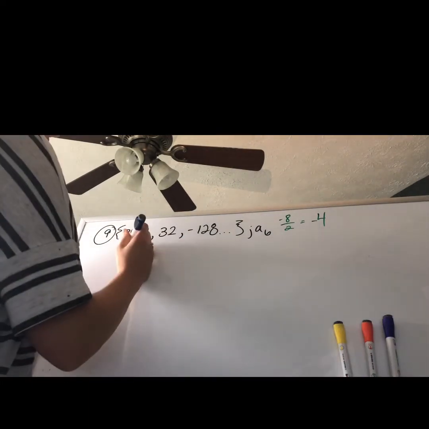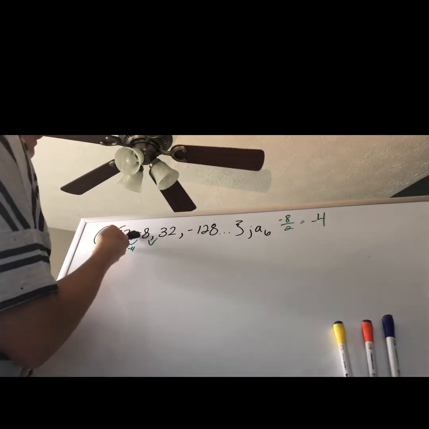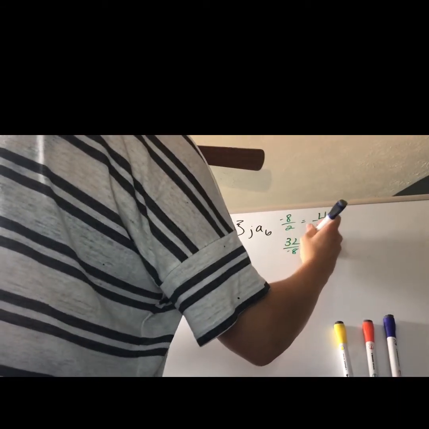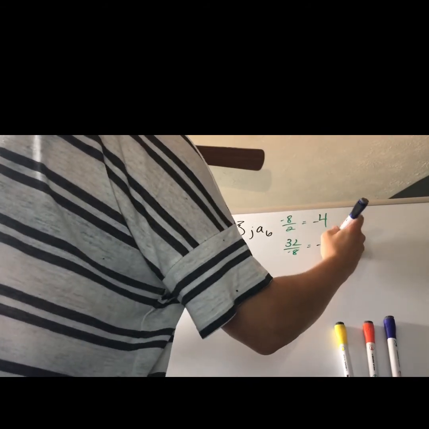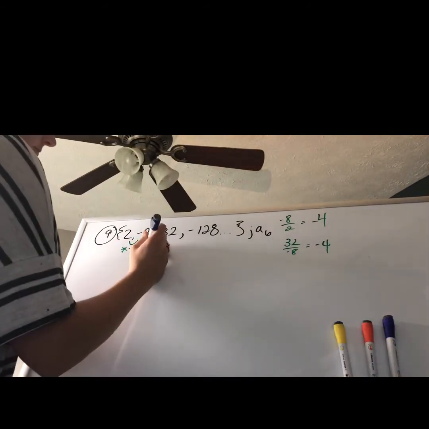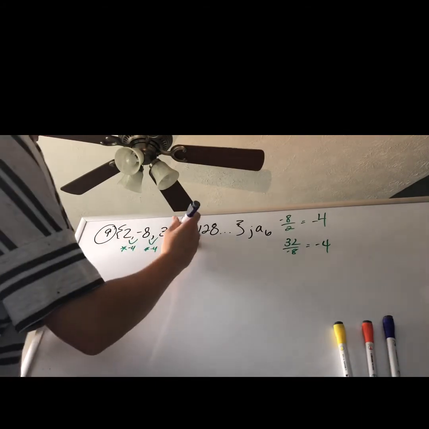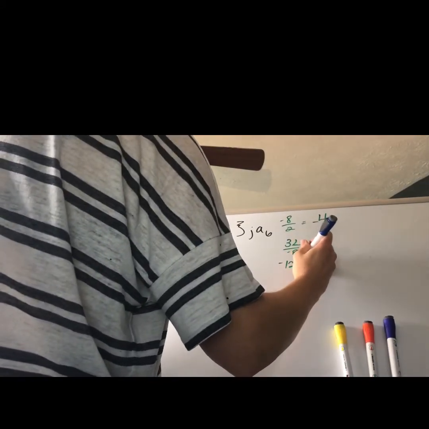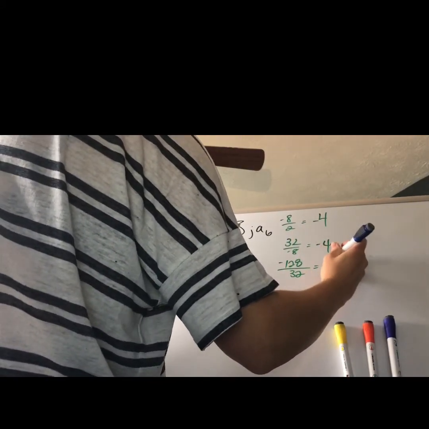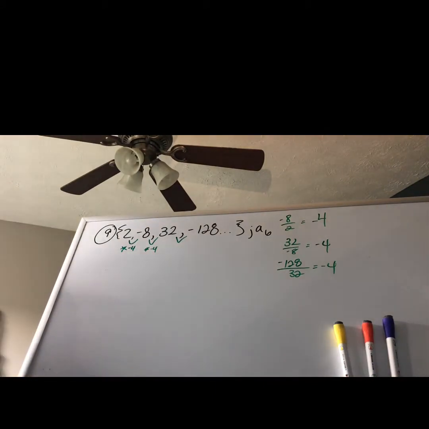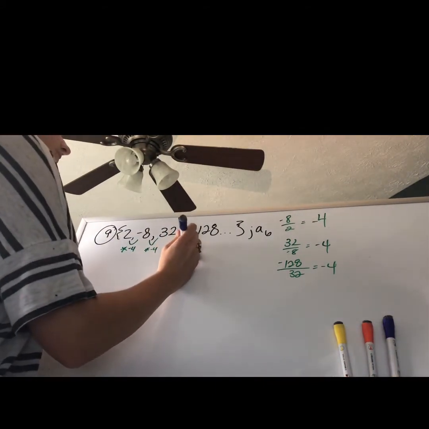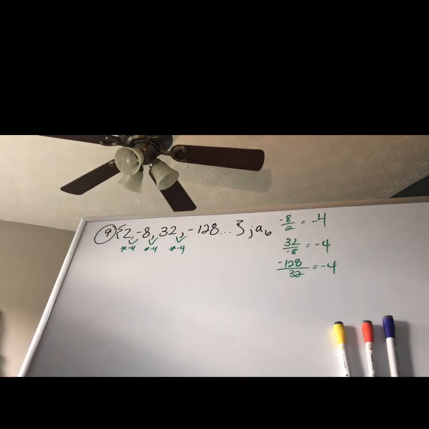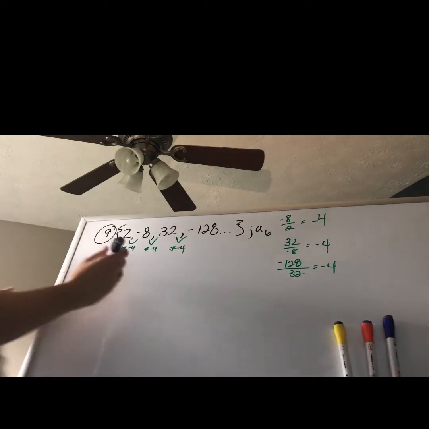Okay, so -4. So what do I multiply -8 by to get to 32? 32 divided by -8 equals -4. What do I multiply 32 by to get to -128? So -128 divided by 32 is -4. All right, so this is geometric because you're multiplying by the same number, which is called our common ratio. So this is a geometric sequence.